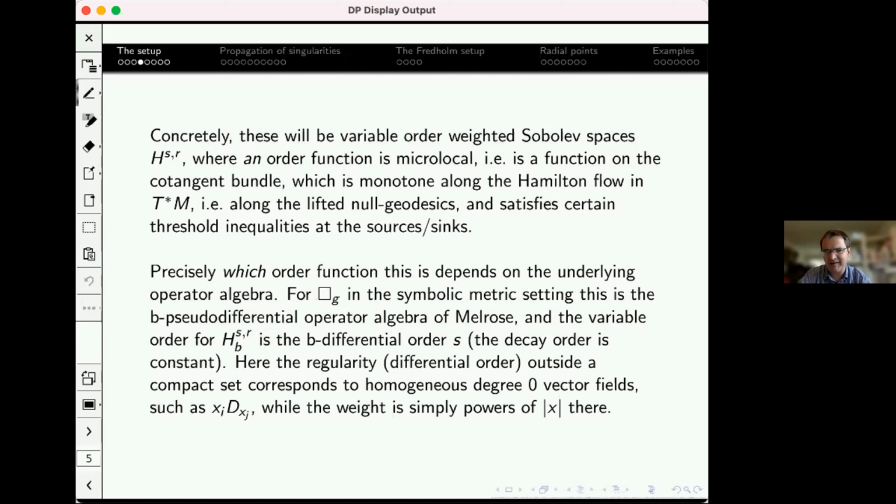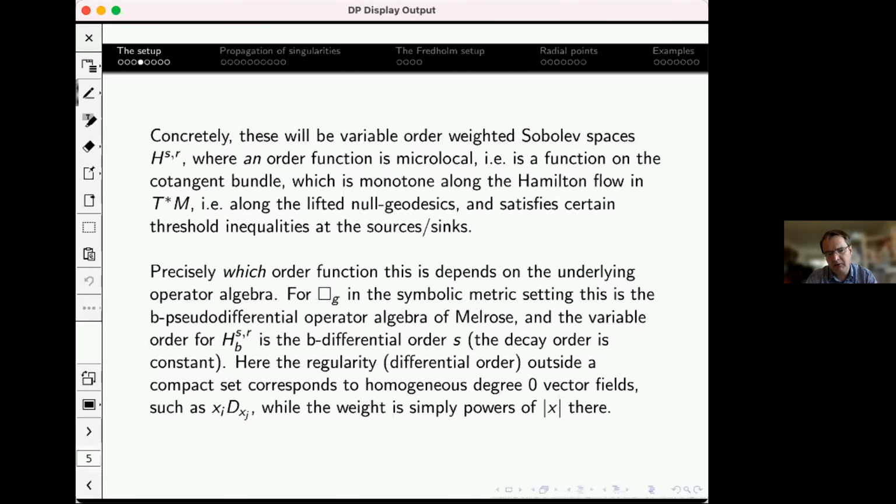We'll see this a little bit later, but the thing I want to emphasize now is that the function spaces will be some sort of variable order Sobolev spaces or things based on these. Which of these orders is variable depends on the underlying operator that we're thinking about and the corresponding operator algebra. For example, for the wave operator in the setting I just mentioned, this algebra will be the so-called totally characteristic or b pseudo-differential operators of Melrose. The decay order is constant and it's the differential order that's variable.